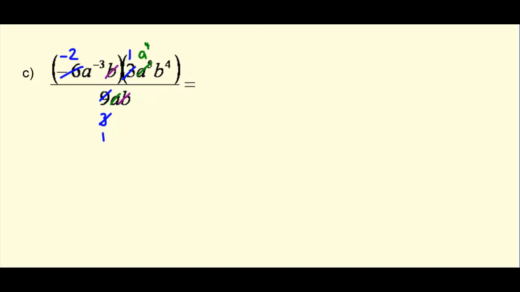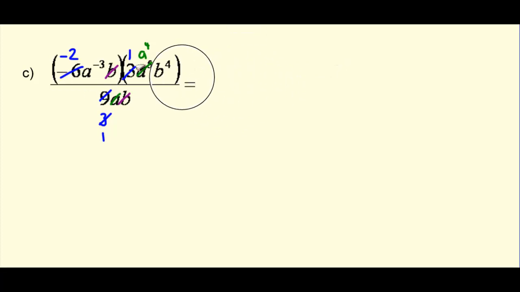So after all this canceling, what do we have left over? Well, for coefficients, we have negative 2 times 1, and then divide by 1. That just leaves us with negative 2. A to the exponent negative 3 multiplied to a to the exponent 4, add the exponents. Negative 3 plus 4 is 1, so that's just a. And the b's here canceled, we're just left with b to the exponent 4. And our final answer is negative 2a b to the exponent 4.